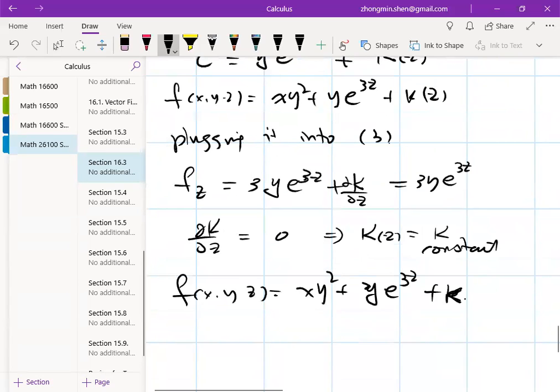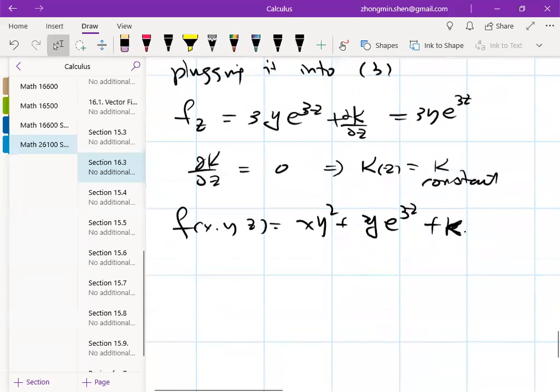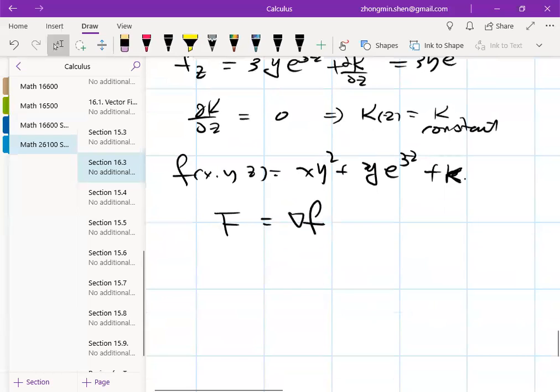So you can get a family of functions, they all differ by the constant K, right? So the F is expressed by this gradient, okay? Then the line integral will be independent of the path connecting 2 points. Is there any other way?